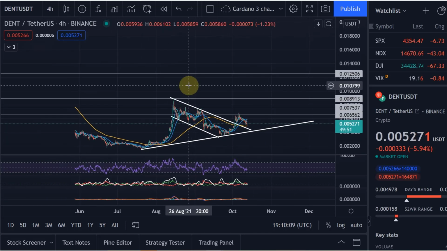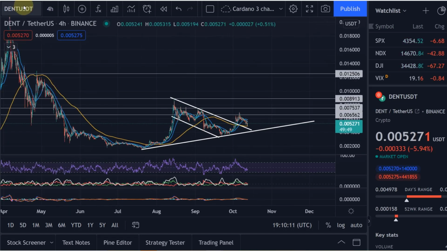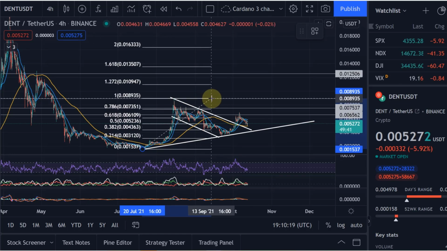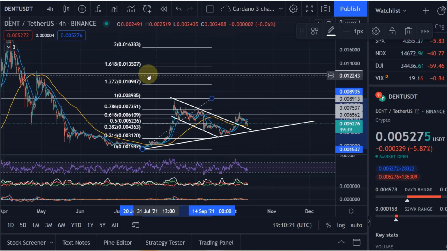And I gave you, I think, in a previous video, the price targets for that. We can do that again. Take a look at the Fibonacci levels here. Go from the low to the high here, and then we get the Fibonacci extension levels at 1.09 cent here. That's a Fibonacci extension level.